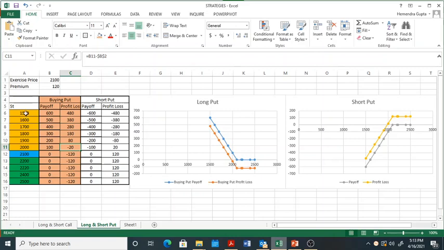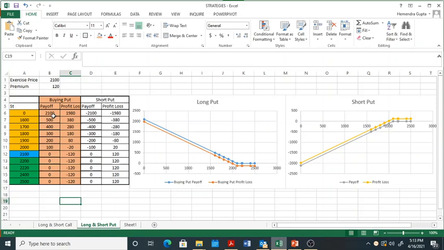Just for understanding purposes, if the stock price theoretically becomes zero, the maximum gain the buyer of a put option can have is the exercise price. That's the maximum payoff, and the maximum gain will be payoff minus the premium. So that is the maximum gain which can happen. As I mentioned, in a practical scenario, this will not happen, that the stock will become zero.